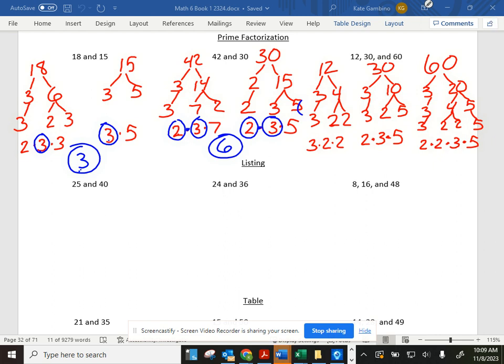So now we have to go back and circle the primes that they share in common. So they all have a 2. Now this one had 2 2s and this one had 2 2s, but the 30 only had 1 2. So I can only circle 1 2 for each number because they don't all have 2 2s. So you can only circle it once. So I know that they share a 2. They all share a 3. Is there anything else that they share?